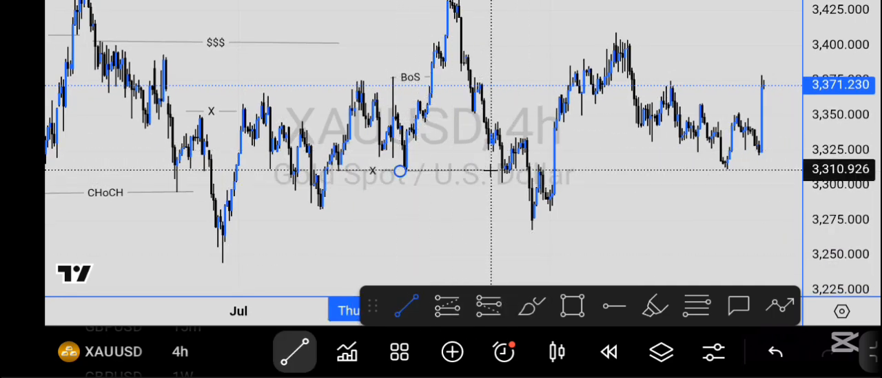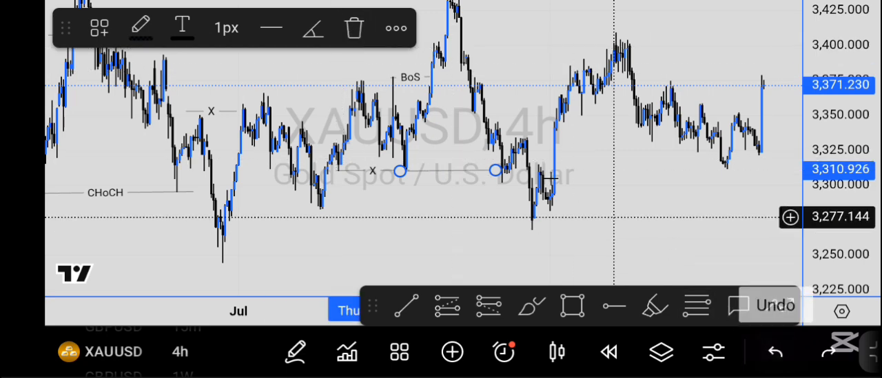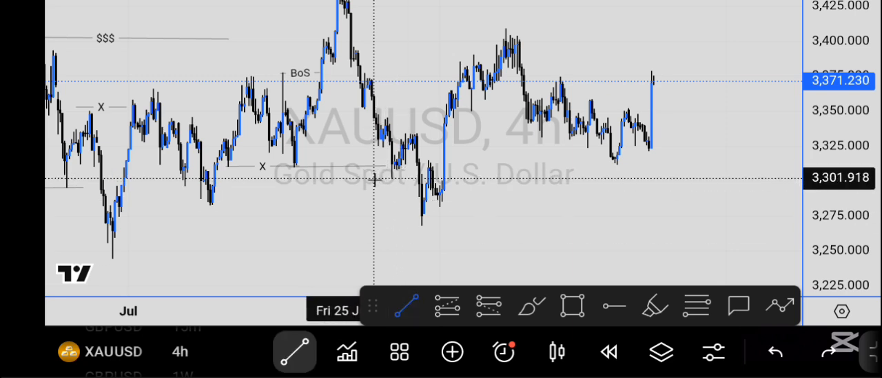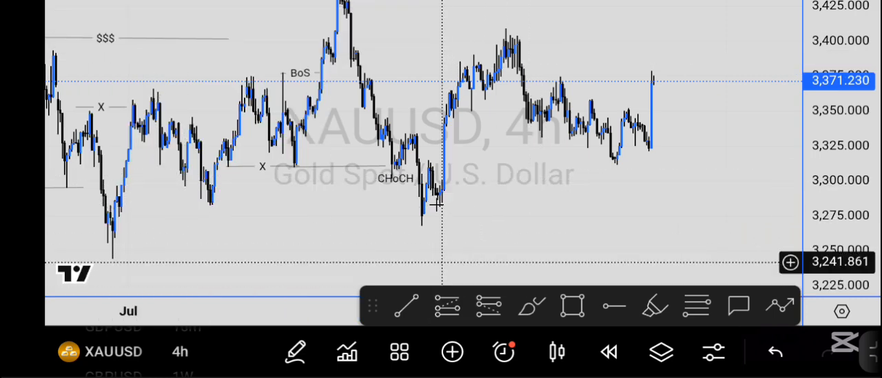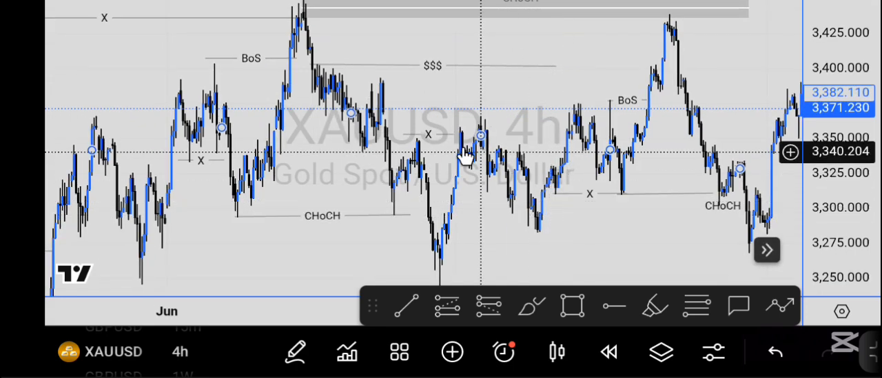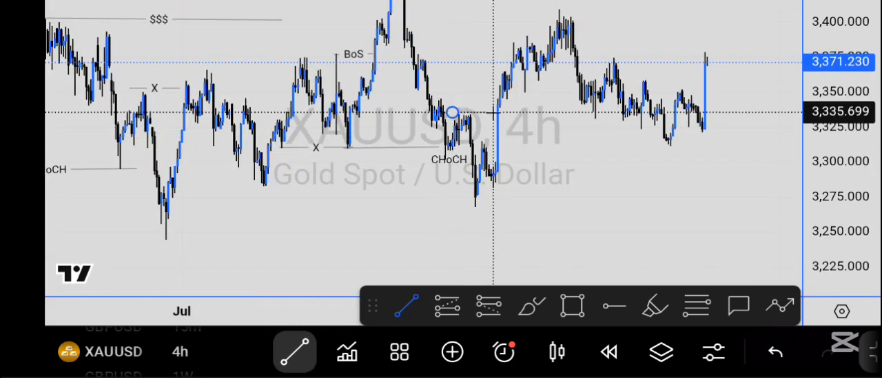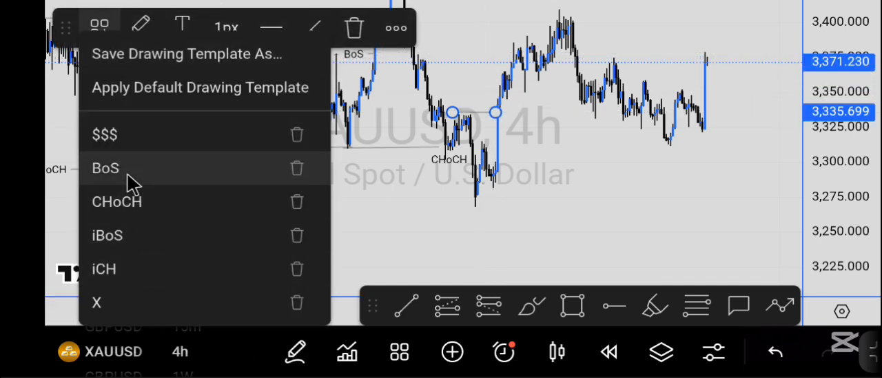So right here, price initially swept this. Price swept it, then here it closed below, confirming the change of character. So we have a change of character right here. So that same thing is repeating itself here as well. So we need inducements. So where is our inducement?